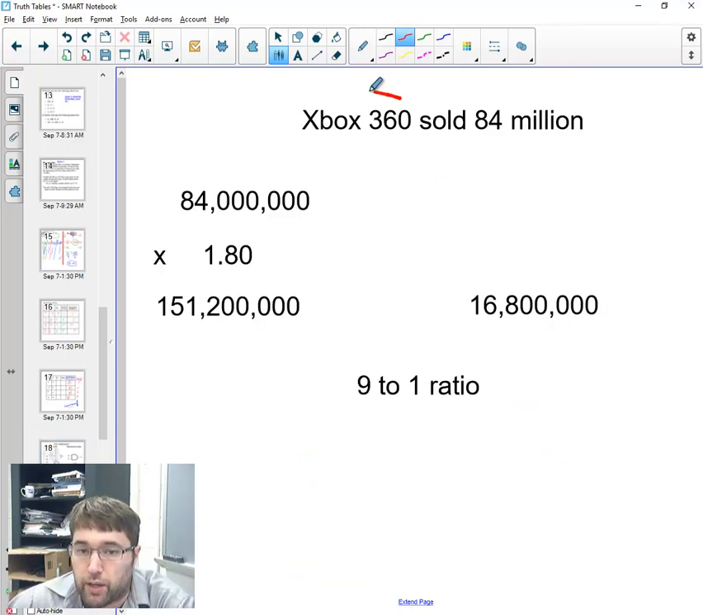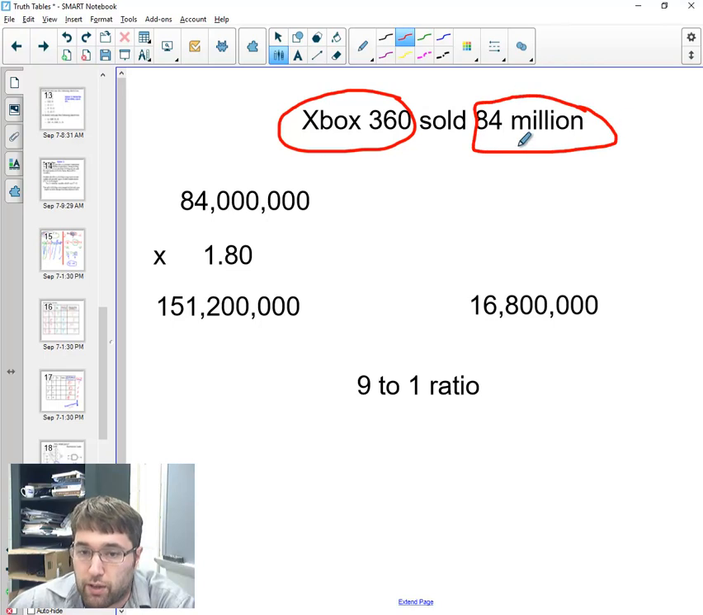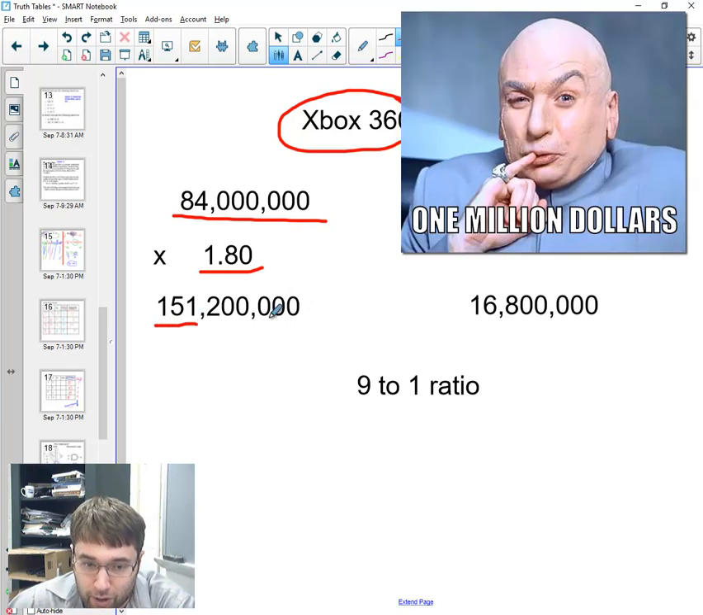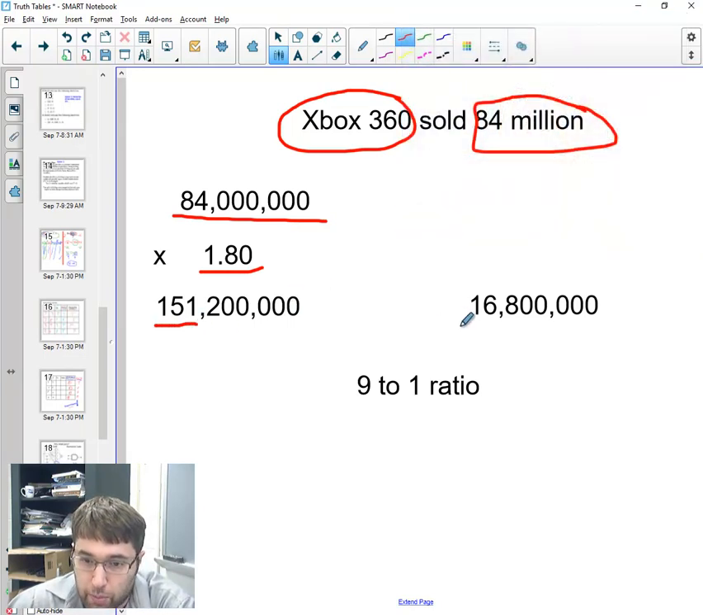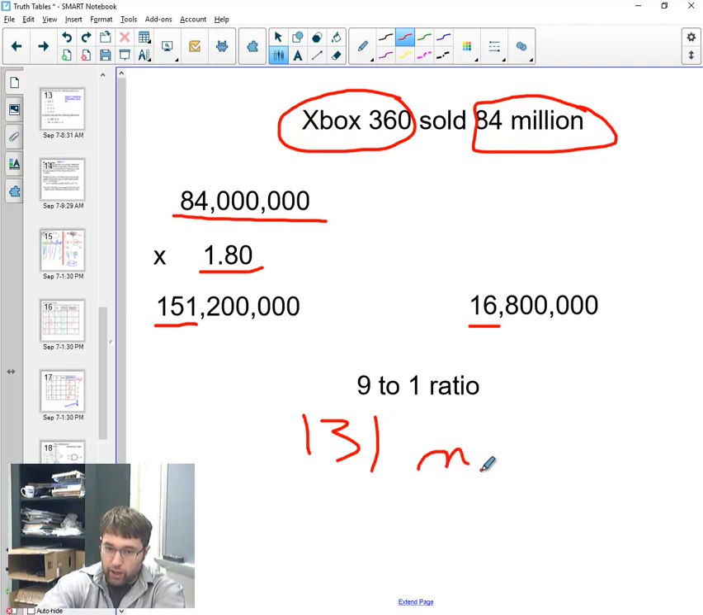Well, let's take a look at the Xbox 360, which I know I'm dating myself, but I actually had to pick an old one so I got this number correctly. I tried iPhone 7. It didn't work because they didn't have good numbers. What that means is if I was part of making the Xbox 360 hardware, they sold 84 million units. If I multiply that by that $1.80, we're looking at $151 million compared to $16 million. Do you think someone would get fired over that? Well, subtract the 2, you get $131 million.